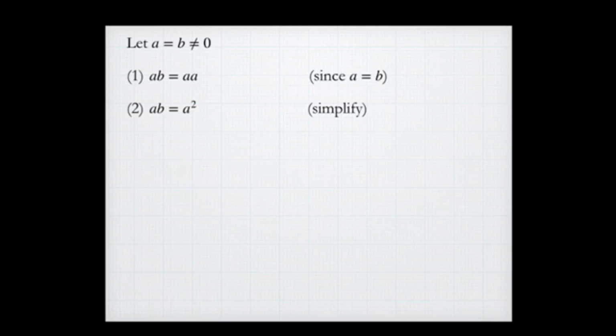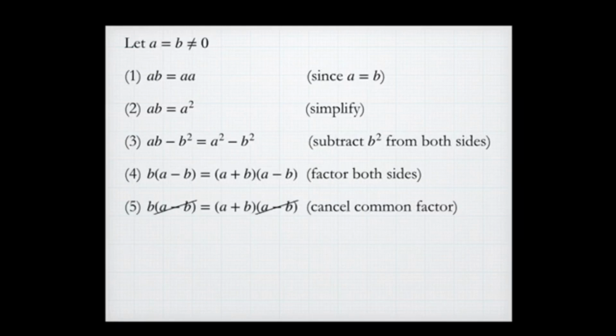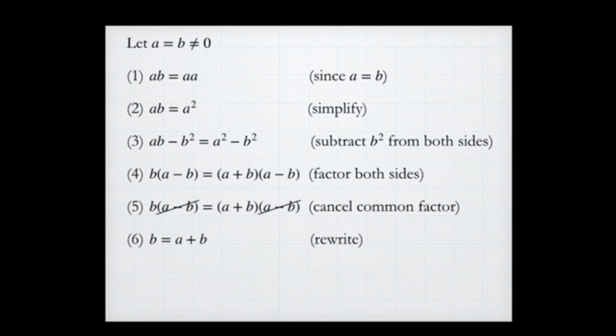Now you may recall, if you have an equation that's true, you can add or subtract the same amount from both sides of the equation and it will still be true. So I want to subtract b squared from both sides of the equation, which is legit because it's the same amount. And then we now have something we can factor, which would look like this. And then you'll notice there's a common factor. On both sides we have the term a minus b, so we can cancel that out. And just to rewrite that without the cross out, we get b equals a plus b.